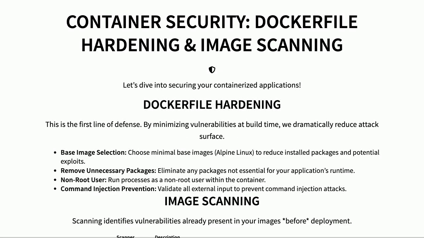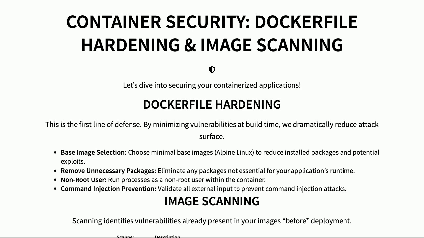Okay, let's talk about securing our containers. The first step is Dockerfile hardening. Think of this as making your build process super secure. We want to start with the smallest possible base image, like Alpine Linux, to cut down on unnecessary packages and potential vulnerabilities. Then, we'll remove anything that isn't absolutely needed for the app to run. Running processes as a non-root user is another key step.